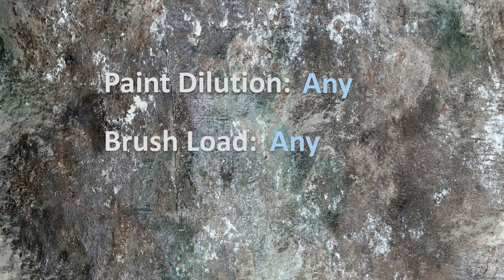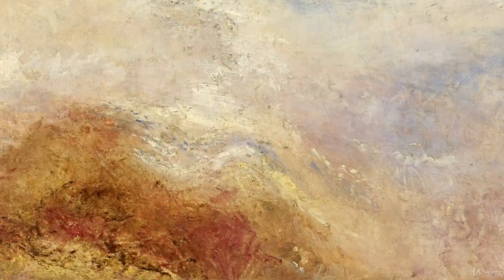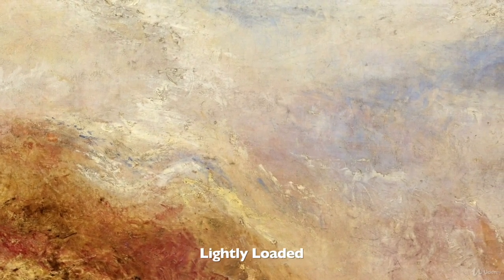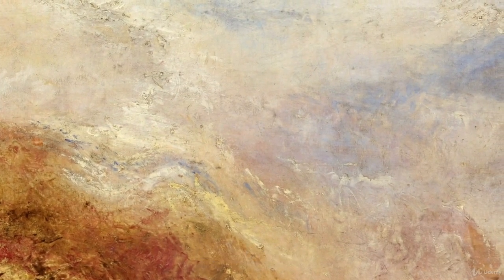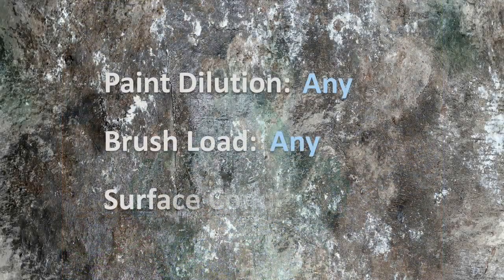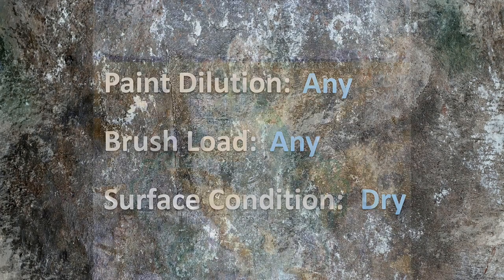Scumbling can be done using any level of dilution, and really any level of brush load. A brush that's loaded to the maximum will produce an impasto or a kind of solid scumble. One that's barely loaded will produce a haphazard, dry brush kind of look. Each level of brush load will give a slightly different look. The surface is typically dry, but you can scumble over wet paint with oils.